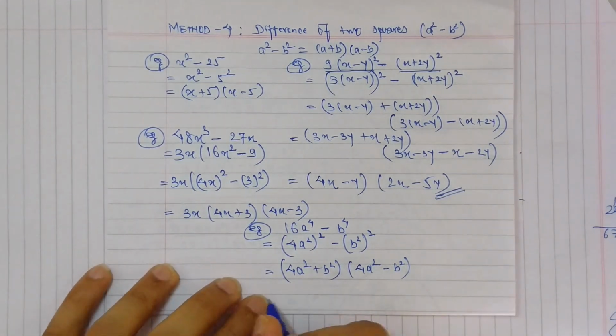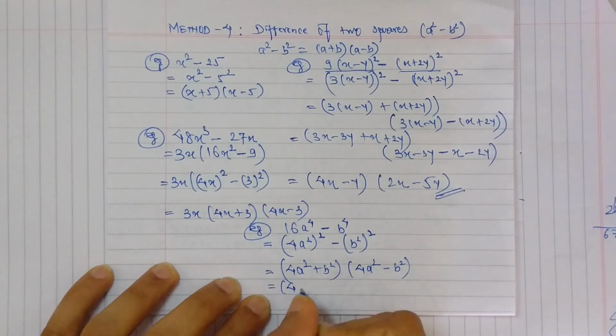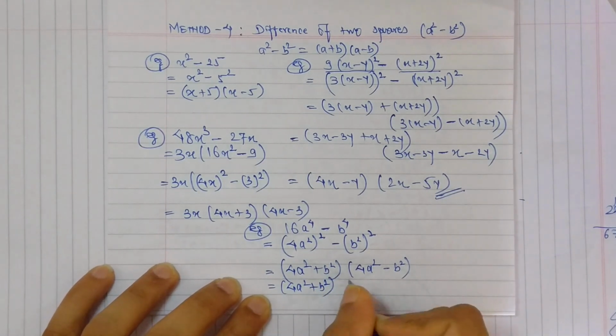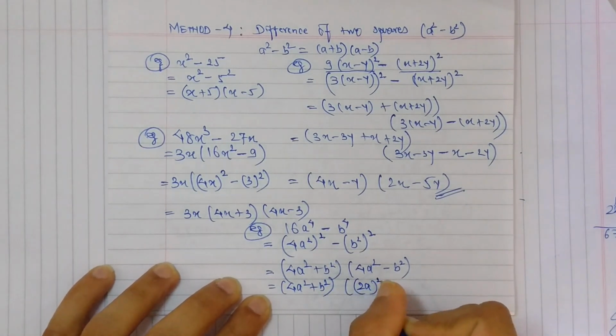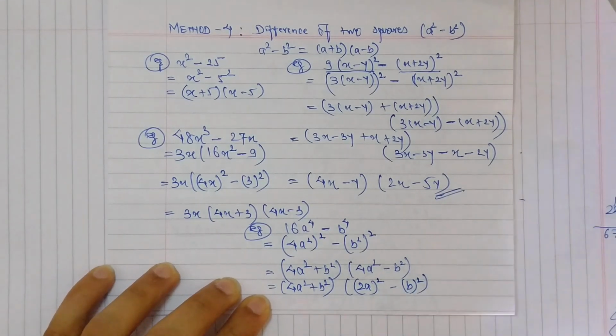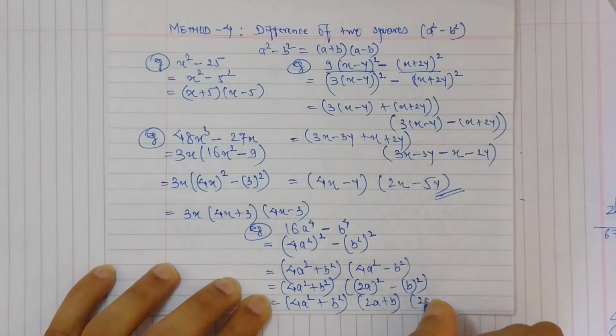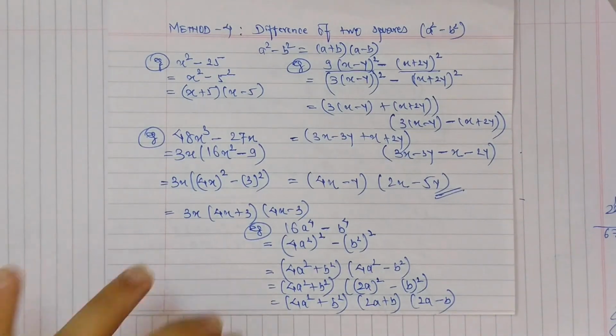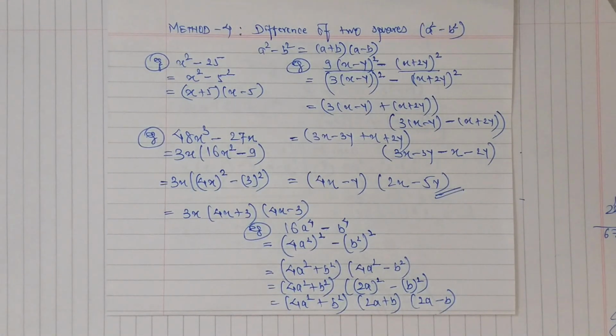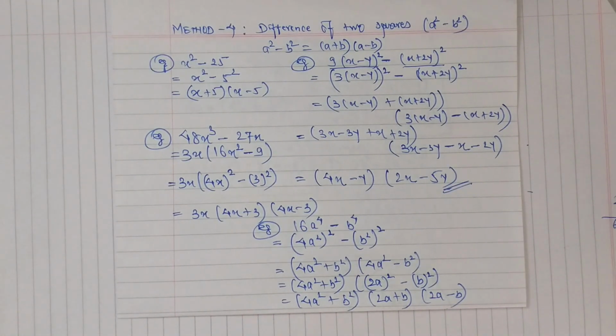Now 4a square minus b square is also difference of two perfect squares. So 4a square plus b square, and this will be converted into 2a the whole square minus b the whole square. 2a plus b, 2a minus b. So your final factors are 4a square plus b square, bracket 2a plus b, bracket 2a minus b. So these are some examples of difference of two squares. Now let's take some challenging ones, some difficult ones, right?